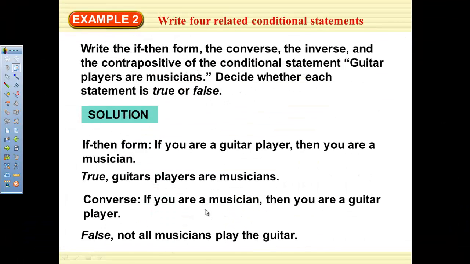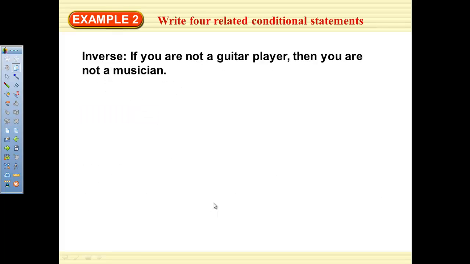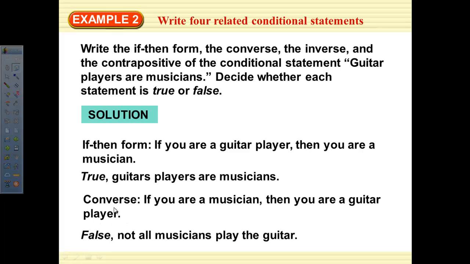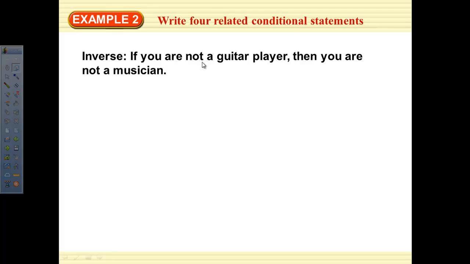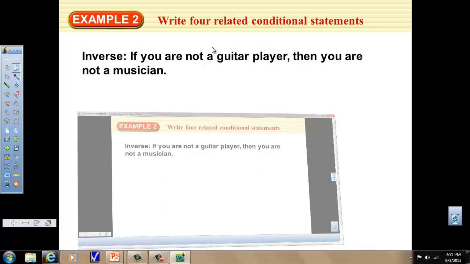And we're going to now look at the inverse. For the inverse, it says if you are not a guitar player, then you are not a musician. So let's go back one. This says if you are a guitar player, then you are a musician. So this is P implies Q, and this is the opposite of P.